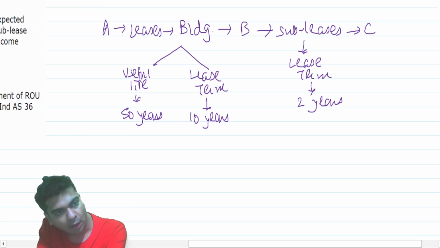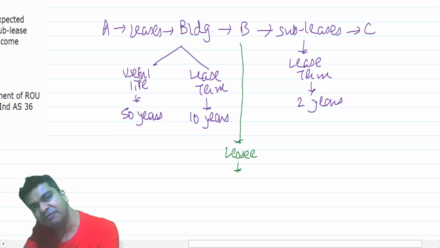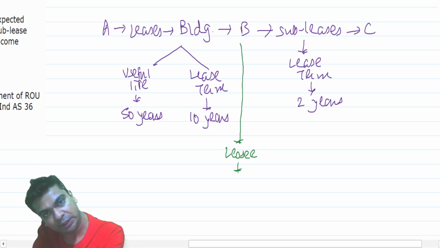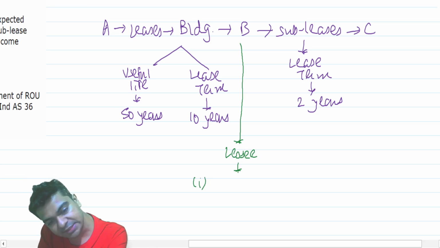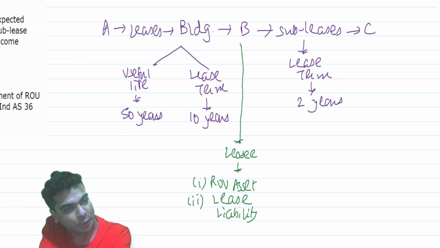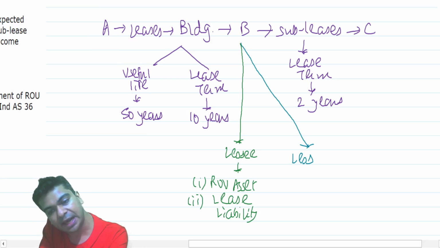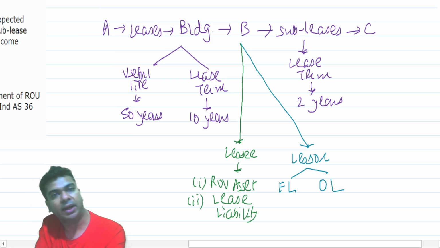Now B is first becoming a lessee, right? You are first becoming the lessee. I'm not discussing the books of A and C because this entire guidance is only for the intermediate lessor. So you are a lessee right now. If you are a lessee, you will recognize the ROU asset. If you are a lessee, you will recognize the lease liability. Because you are entering into a sublease, you are also now becoming a lessor. If you are a lessor, you have to decide whether this is finance lease or operating lease.